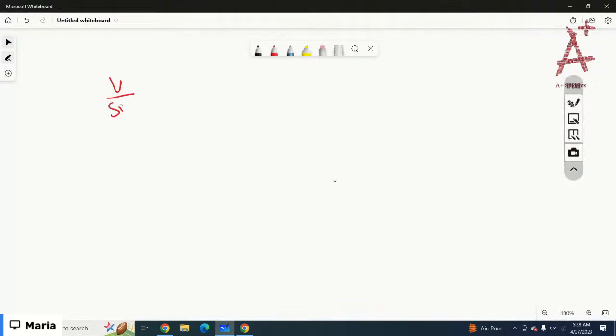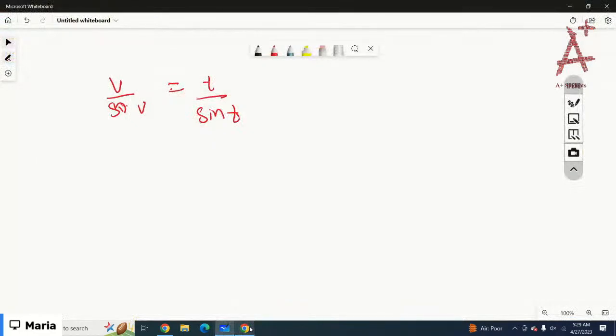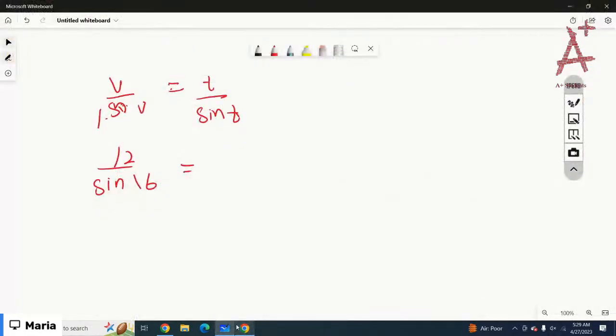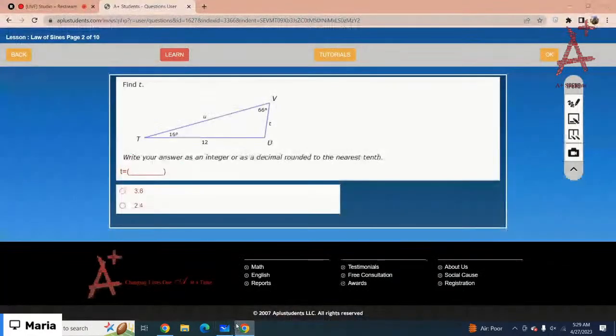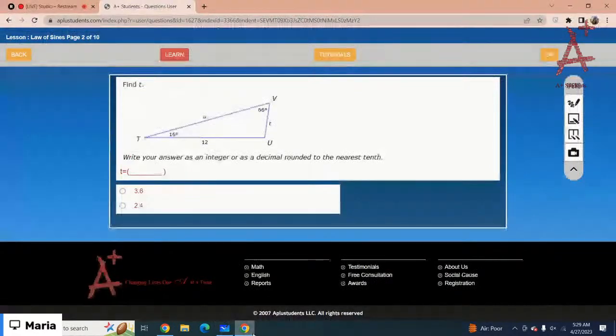V over sine V equals T over sine T. So V is 12, 12 divided by sine 16, and that equals T divided by... V is 66, not 16. And that would be T divided by sine 16.